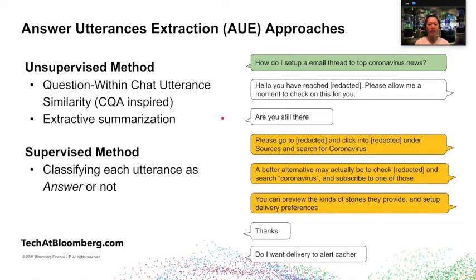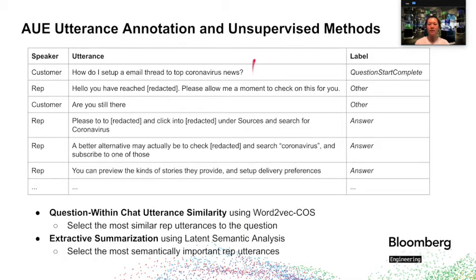And the second method, you can also view this whole live chat as a document. For extractive summarization, you are trying to select the most important utterances, and those are assumed answers. For the supervised method, it is a classification method trying to classify each utterance as answer or not. So we first conduct an utterance annotation task to label each utterance with its dialogue act, question and answer related. For example, this utterance is a question, it starts and completes itself, and if the utterance is part of the answer, we'll label it as answer, and the rest are labeled as other.